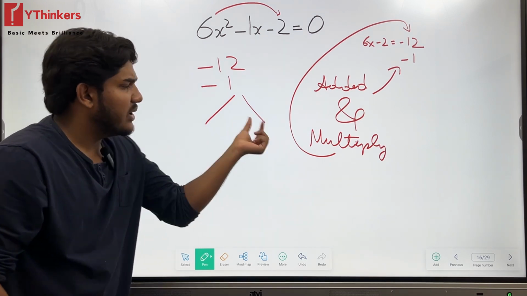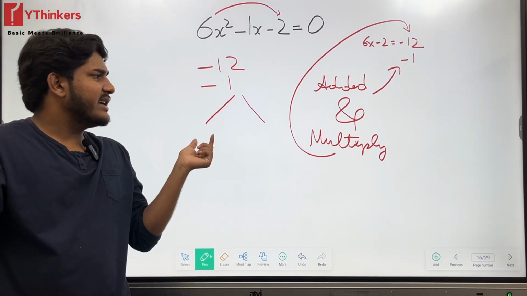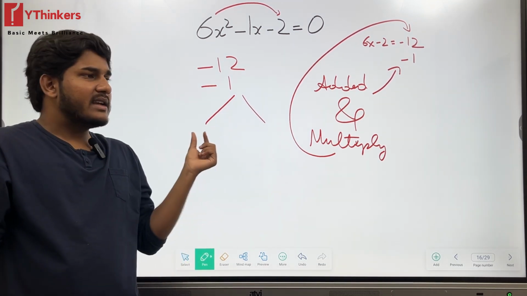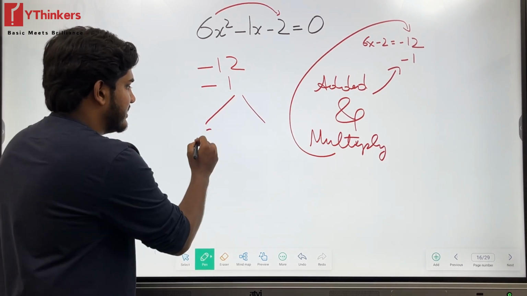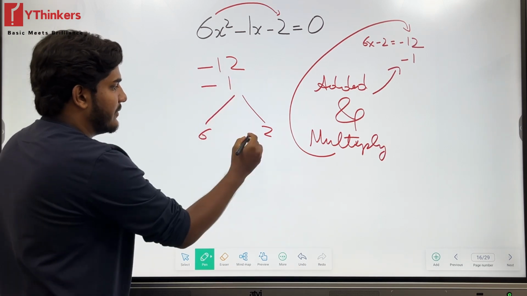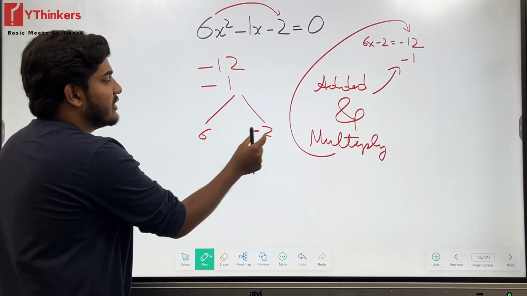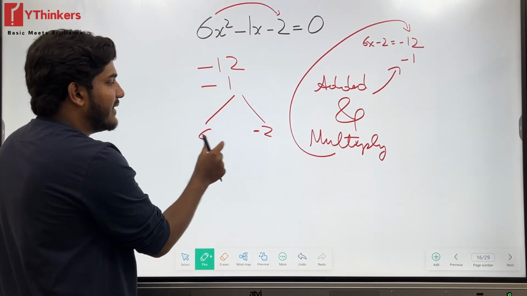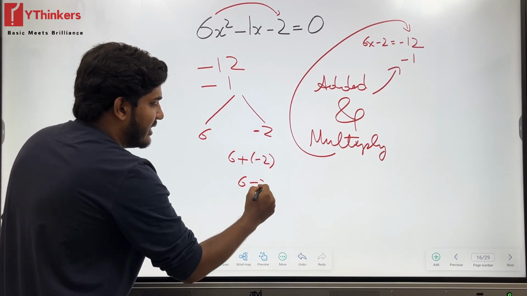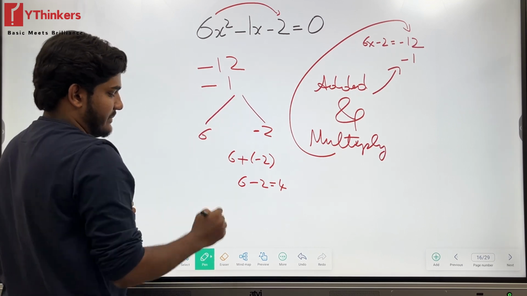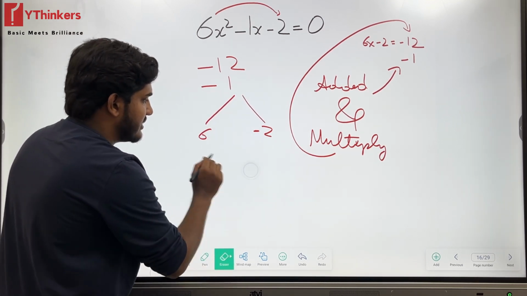Okay, what are those two numbers? 12, right? Can I write 6 twos are 12? 6 twos are gives me 12. I can write -2, so 6 into -2 gives me -12. But if I add this, I will only get 4. I want to get -1, correct? So 6 twos are is not the answer.